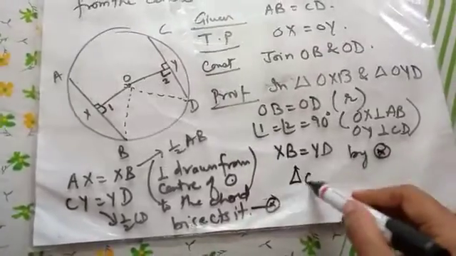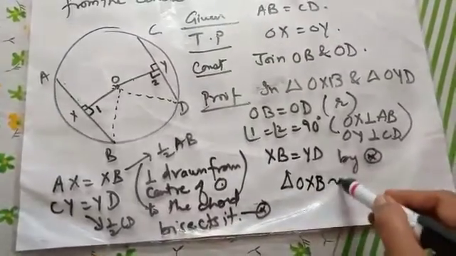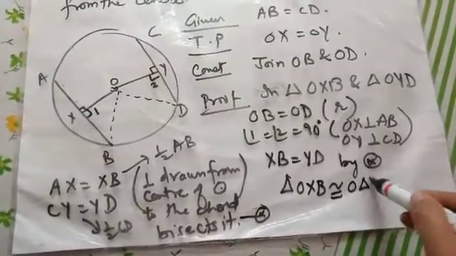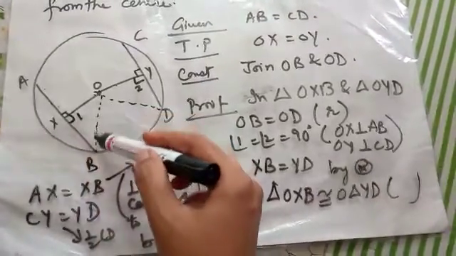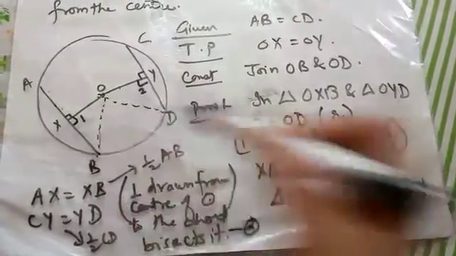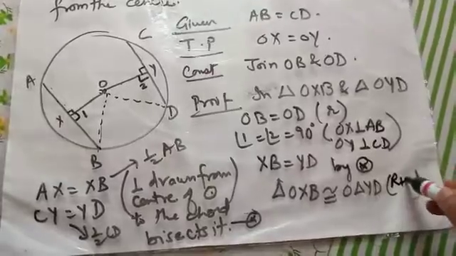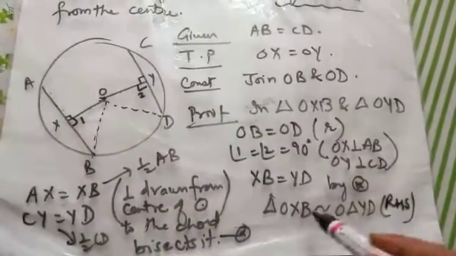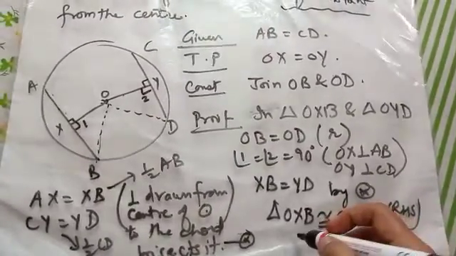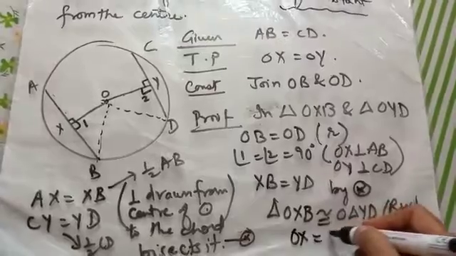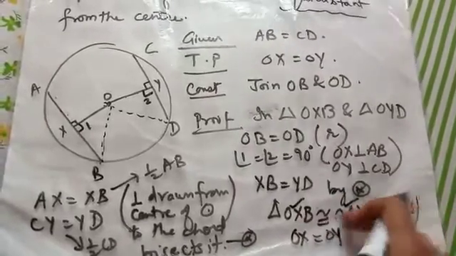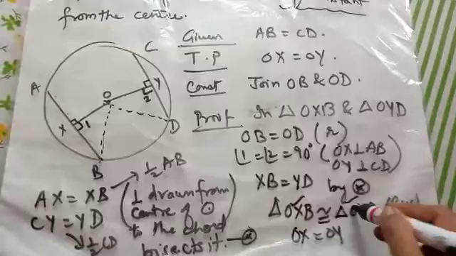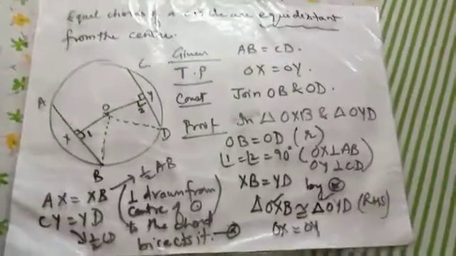So triangle OXB is congruent to triangle OYD by which criteria? Right angle, hypotenuse and side, RHS criteria. Now if these two triangles are congruent, that means I can say that OX is equal to OY. This is CPCT. Okay, so this is what you were supposed to prove.